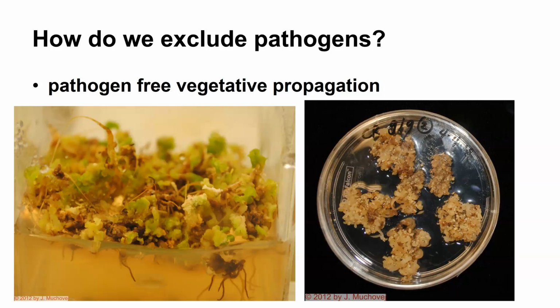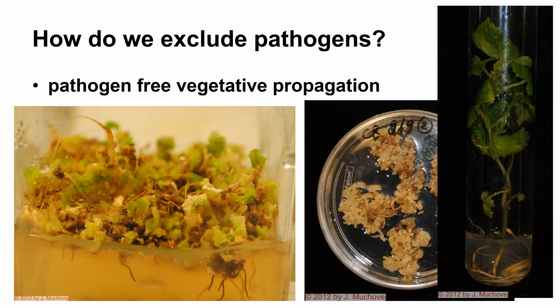This shows you another type of culture media. This is material that originally started out from cells. By modifying the hormones, you can now grow the material without any problems. This is a little plant in a tube. This is produced so that you can have pathogen-free vegetative propagation material.